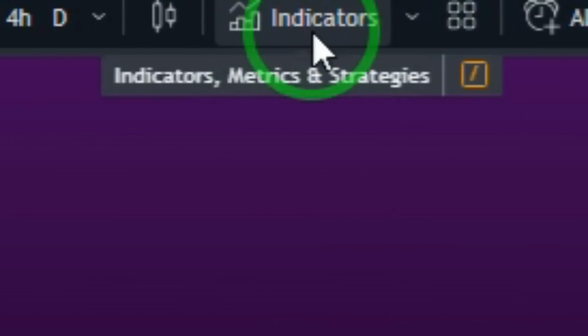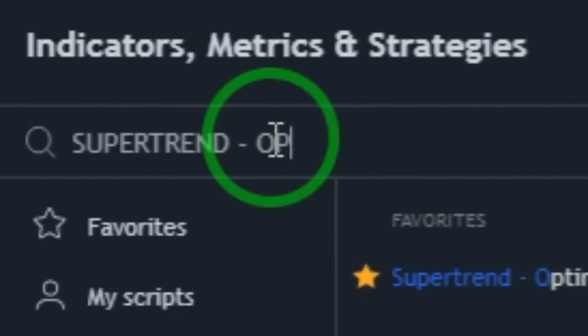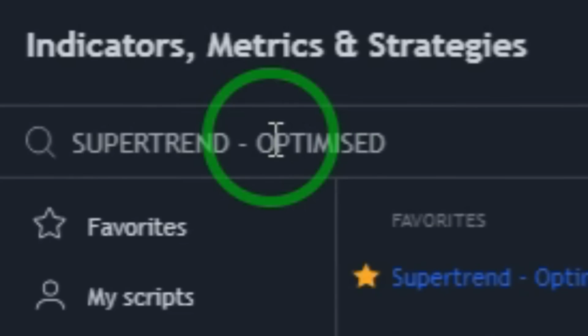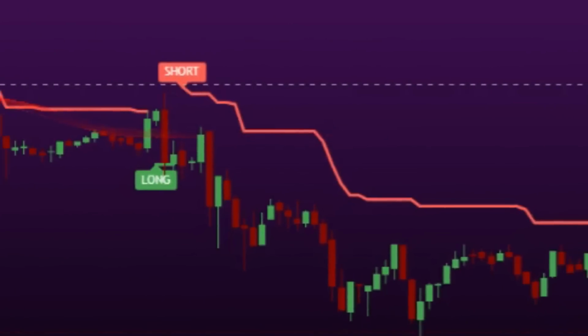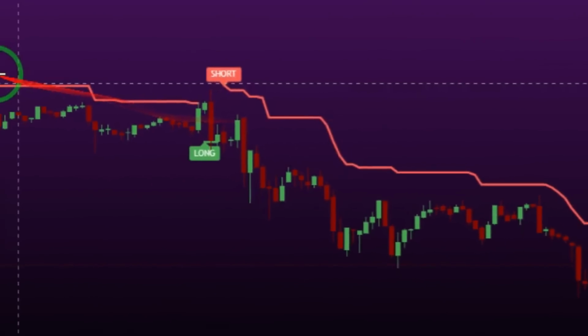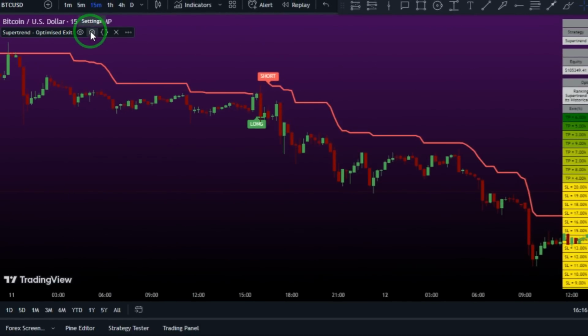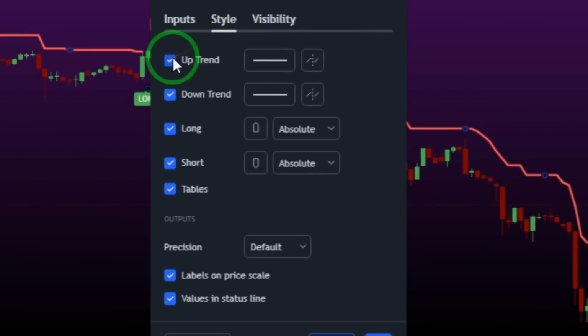Today we're going to talk about the Supertrend Optimized Exit, which is basically our main trading indicator. Now, if we want to make the most out of this indicator when it comes to scalping trading, we need to make a few tweaks. First off, we gotta clean up the chart by disabling the uptrend, downtrend, and table options in the style section.